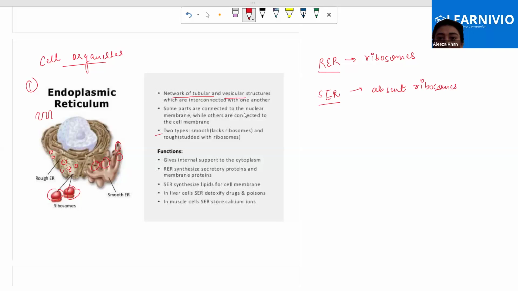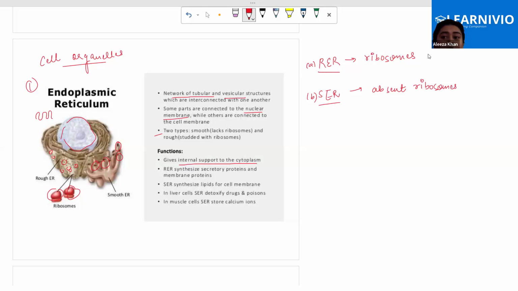Now, they have the nuclear membrane. Some parts of the endoplasmic reticulum are connected to the nuclear membrane. As I told you, this is the nucleus and the outside part, this complete part, is the nuclear membrane. So this is connected to the rough endoplasmic reticulum, and I told you there are two types: the rough and the smooth endoplasmic reticulum. Now what would be the function? The function is to provide internal support to the cytoplasm, since this is a part of the cytoplasm.